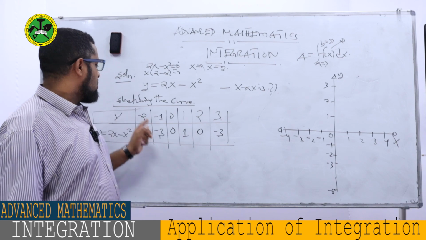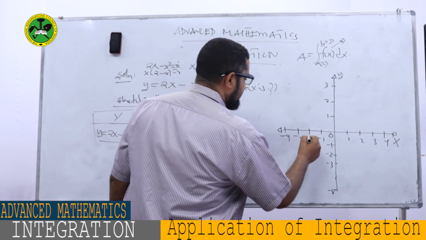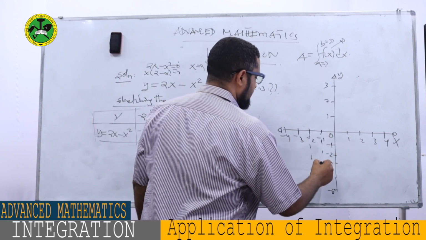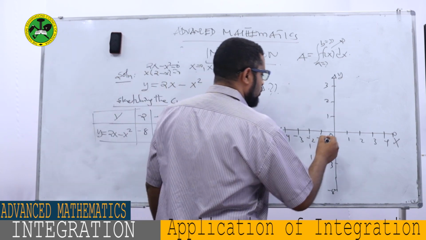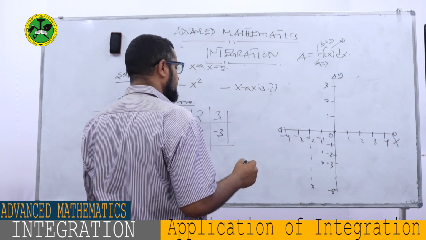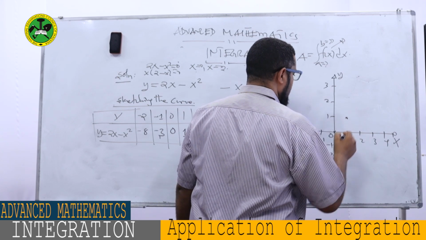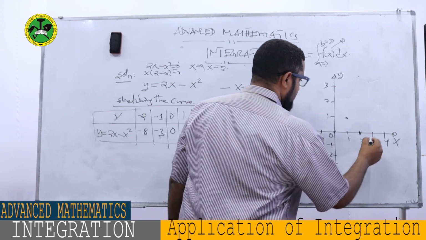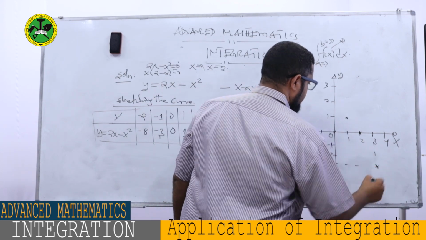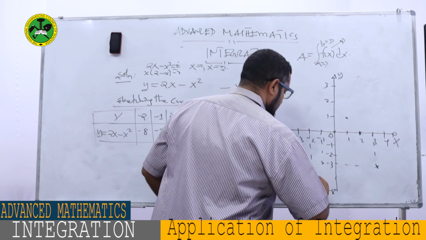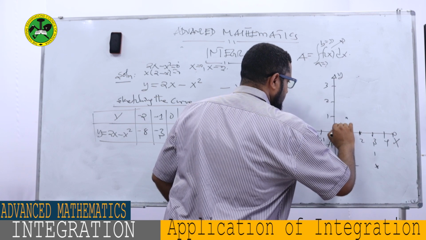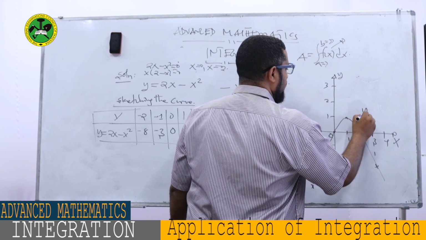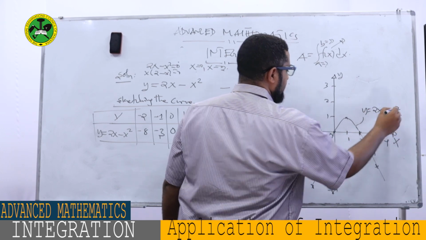Now plot the points. When x equal to negative 2, we have negative 8. So negative 8 somewhere there. When x equal to negative 1, we have negative 3. When x equal to 0, we have 0. When x equal to 1, we have 1. When x equal to 2, we have 0. And when x equal to 3, we have negative 3. Thereafter, joining the points, you can see the graph of y. This is the graph of y equal to 2x minus x squared.